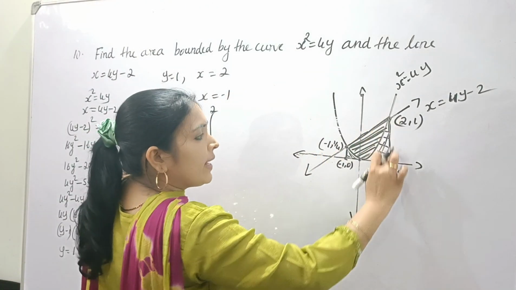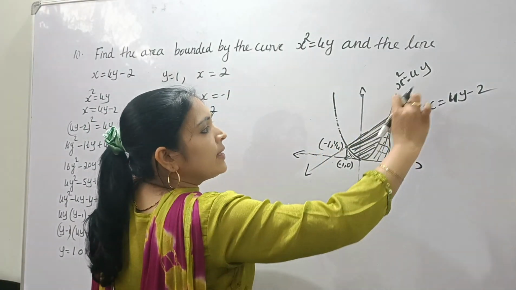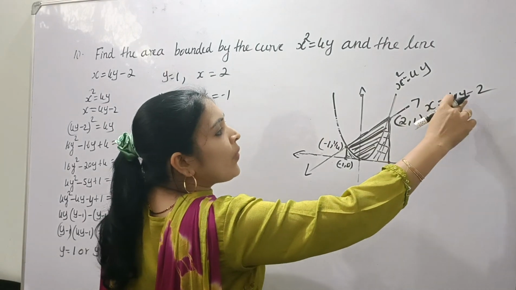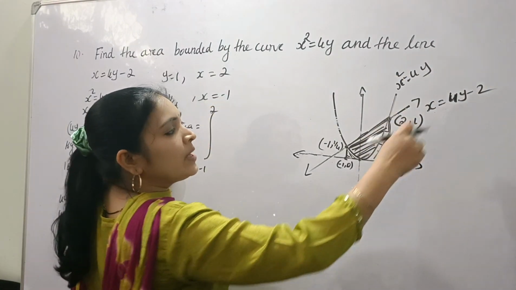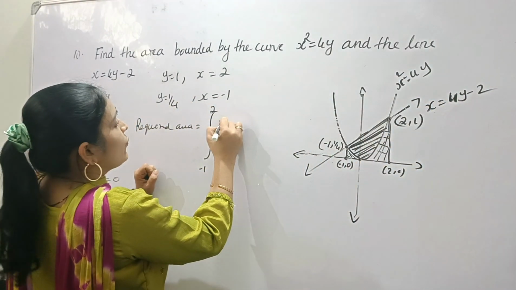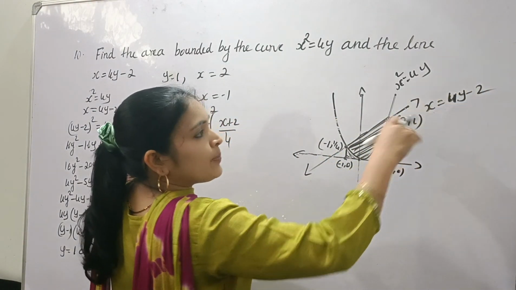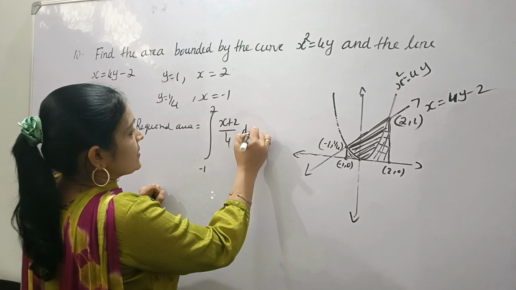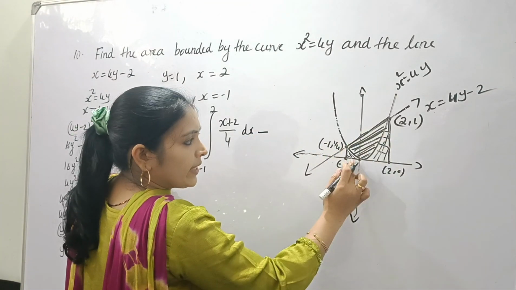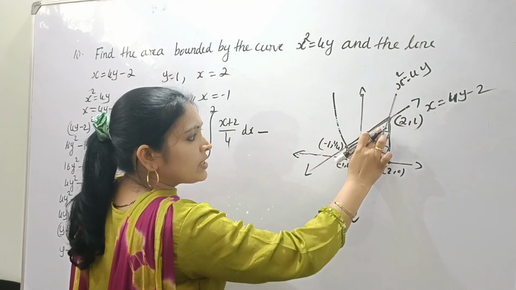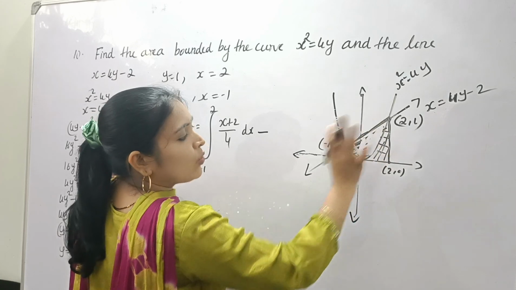Area under the line. The line is x is equal to 4y minus 2, then what is y? y is x plus 2 divided by 4, right? X is equal to 4y minus 2, so y is (x plus 2) by 4, dx. This is the total area. We have to find the area of this region, right? That is this region we have to find.